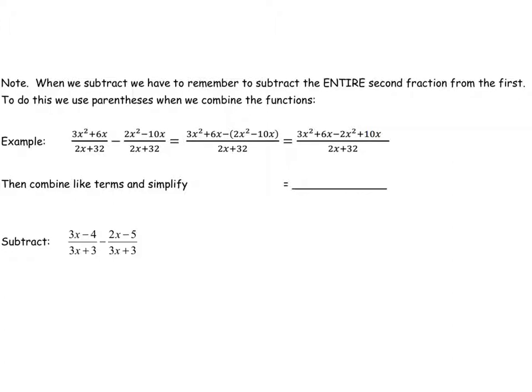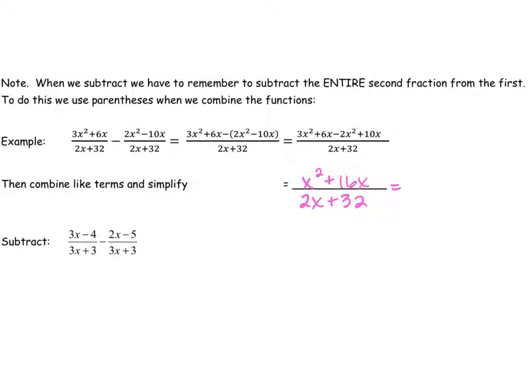So once we're combined up here, we want to look at what our like terms are and what we can combine. So we've got 3x squared minus 2x squared, which is just 1x squared, or x squared. And then 6x plus 10x is plus 16x. On the bottom, 2x plus 32. Then we need to factor both the top and the bottom.